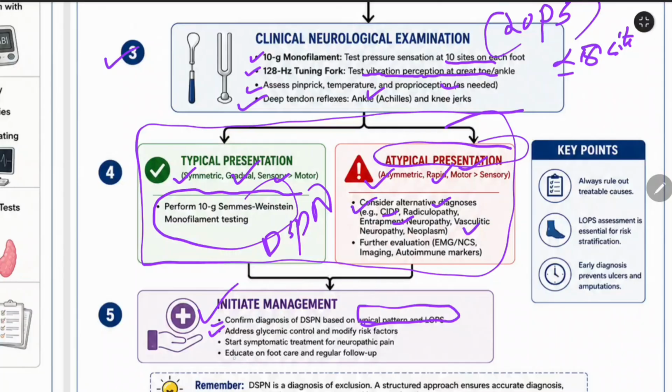Address glycemic control and modify risk factors. Start symptomatic treatment for neuropathic pain. Educate on foot care and regular follow-up. So the key points are: always rule out treatable causes. LOPS assessment is essential for risk stratification. Early diagnosis prevents ulcers and amputations.